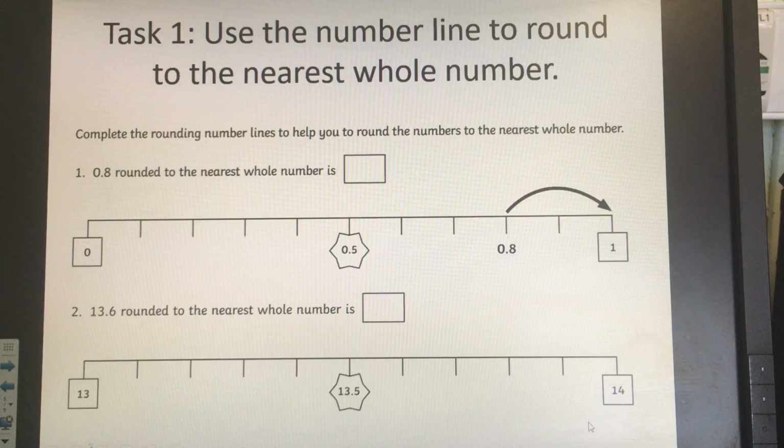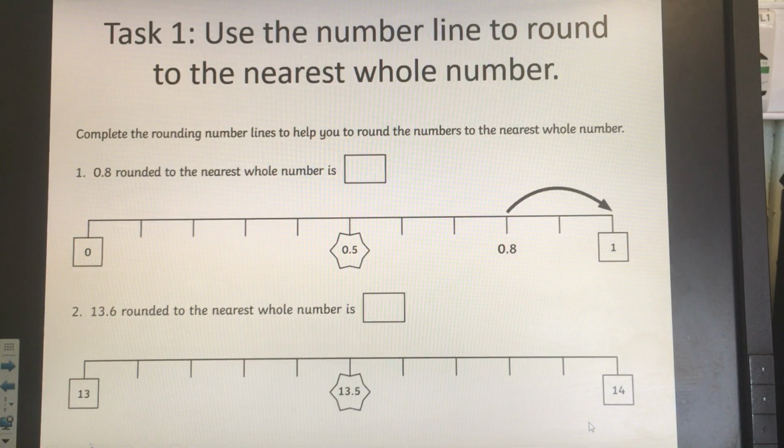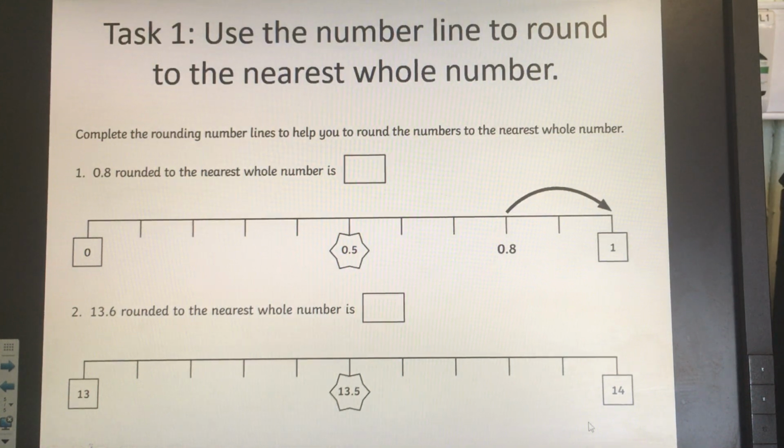Now, so that's what your worksheet is going to look like. There are 10 questions over 2 pages. You don't need to copy out the number line, okay? You can just use that to help you to work out the answer. Okay, you just need to write the answer. So for question 1, you could write 0.8 and then a dash is 1, or you could just write 1, okay? But as long as we know which question you're answering.